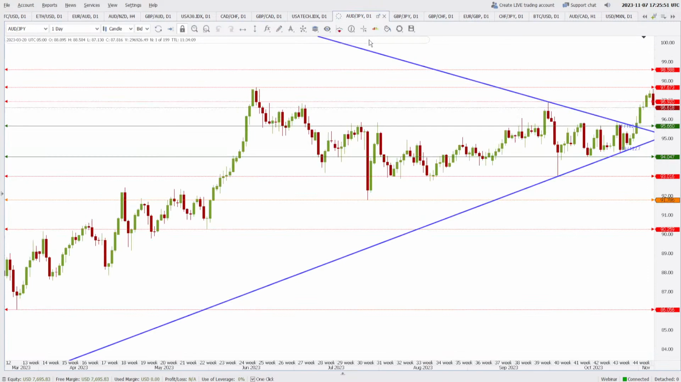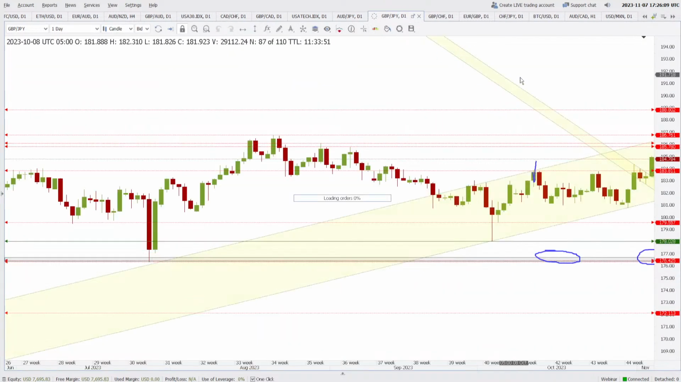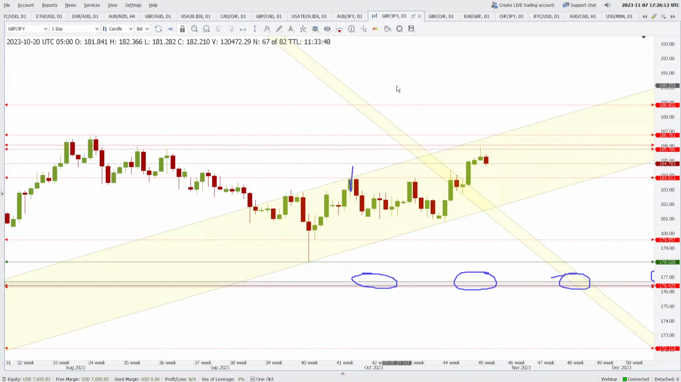AUD JPY, we are buyers in this one. For a few days it may correct, but 95.66 may act as a huge support for this market. The resistance might be expected at 97.67. GBP JPY also is finding resistance at around these areas where we have mentioned two possible resistances. 183.81 is the next level of support.